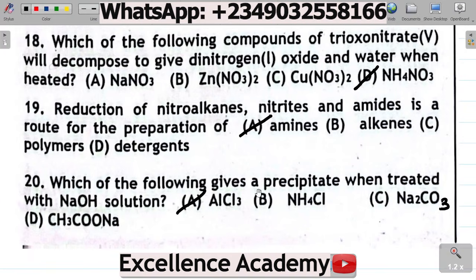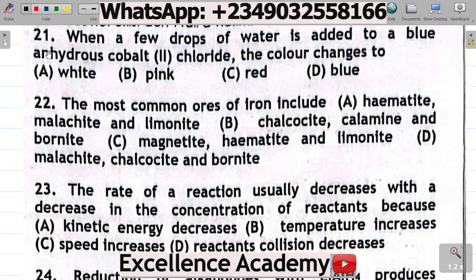All right, so as usual, I'll leave you with one question for you to try out. So you have question 21. Question 21 says, when a few drops of water is added to a blue anhydrous cobalt 2 chloride, the color changes to A. White, B. Pink, C. Red, D. Blue. So which of these is the correct answer? Leave your option in the comment section and I will tell you if you're correct or not.